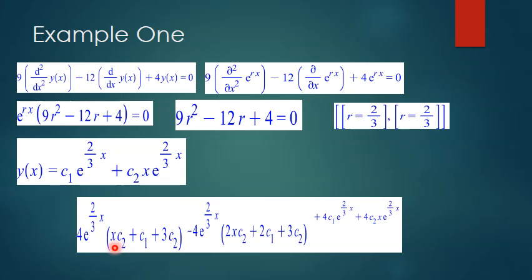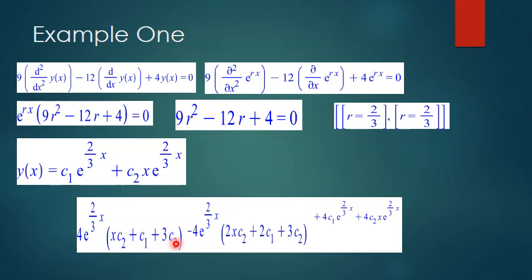Let's look at all the expressions that have a factor of x in it. Here I have 4e to the 2/3 x times x and a C2 coefficient. Here I'm going to have a minus 8. Over here I have another 4. So I'm going to have 4 and 4, that's 8. I have a minus 8 here. That adds to 0.